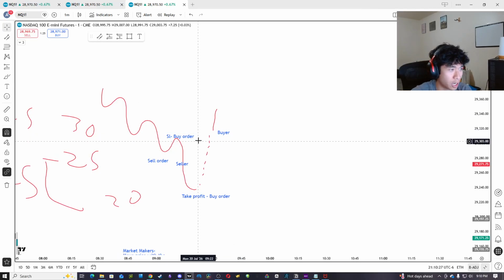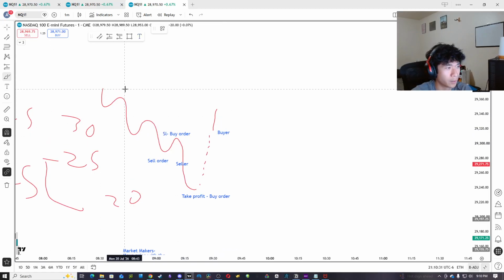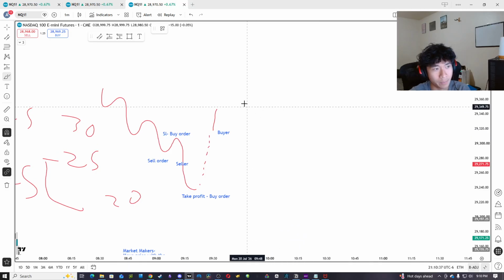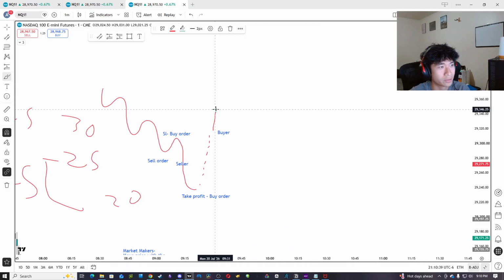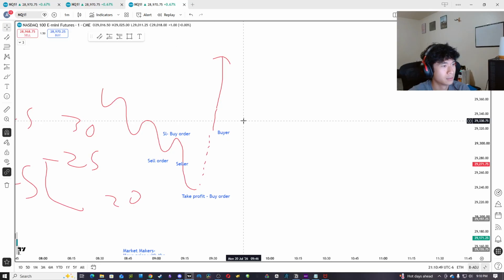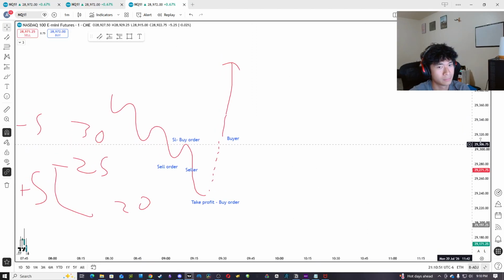When all these stop losses turn into buy orders, it turns into a big squeeze. Initially price was going down a lot, but because all these sellers get stopped out of their trade, they become buyers, and because they become buyers, price continues going in the opposite direction of all these sellers that are maybe still in their trade, right? Oh, okay, that makes much more sense now.